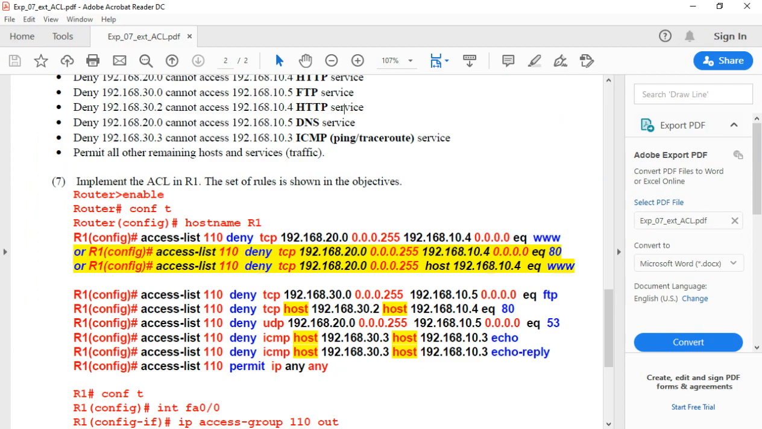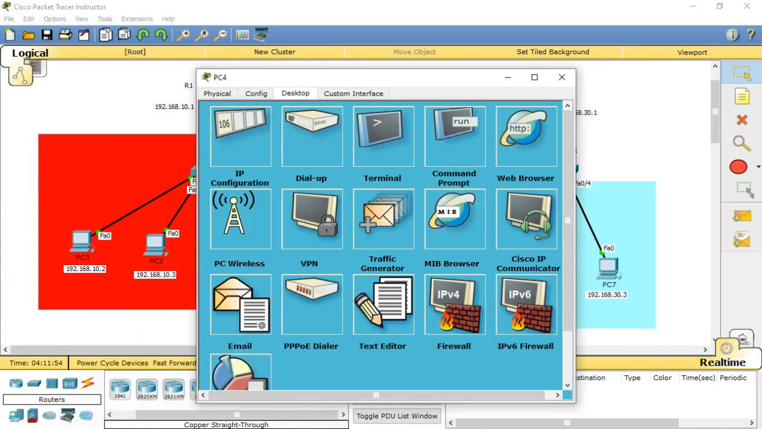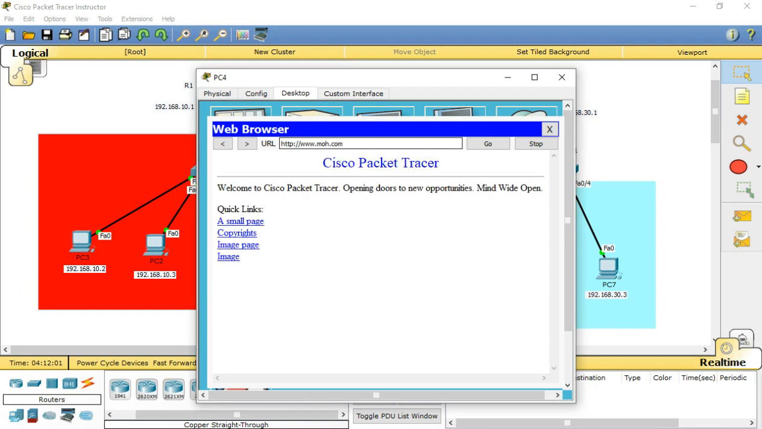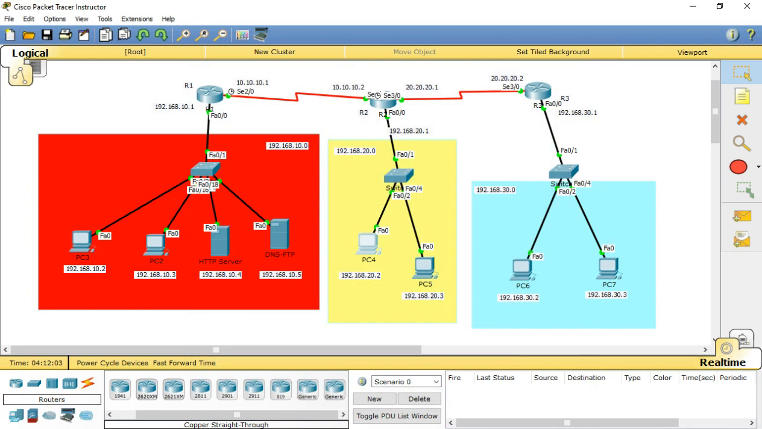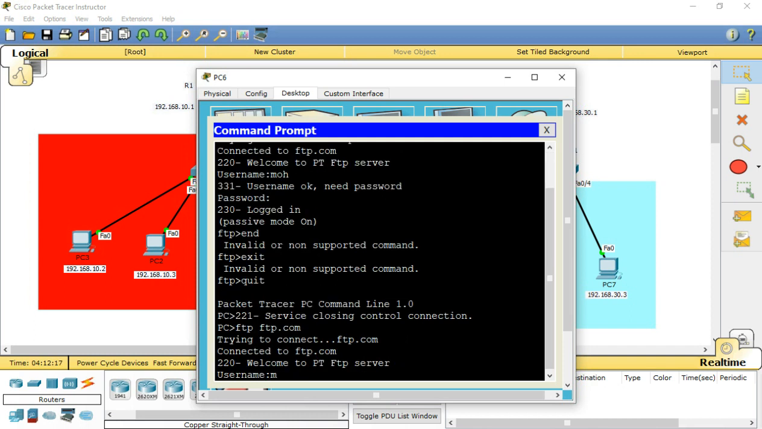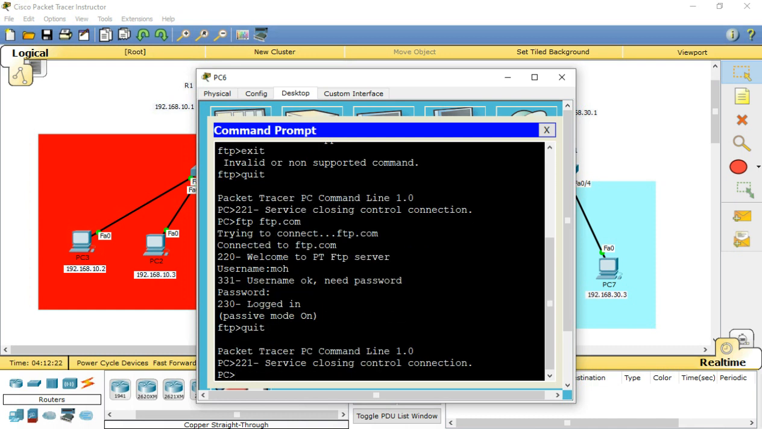We will prevent host 20 from accessing the web services. Let's try 20. Can it access the web services? The answer should be yes. Okay, yes, it's working. And we ask for the FTP services from a computer in any network. This one should not allow the FTP connection. Let's do the FTP. It should work. So everything is working till now.